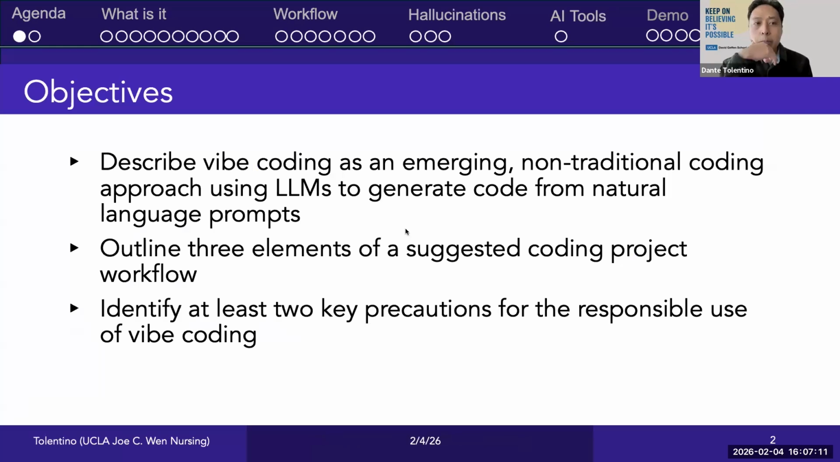So here are the objectives. One is really just to describe vibe coding as an alternative approach to traditional coding. And then hopefully at the end of this, you'll be able to outline three elements of a suggested workflow whenever you're coding, and then identify at least two considerations for responsible use of vibe coding.